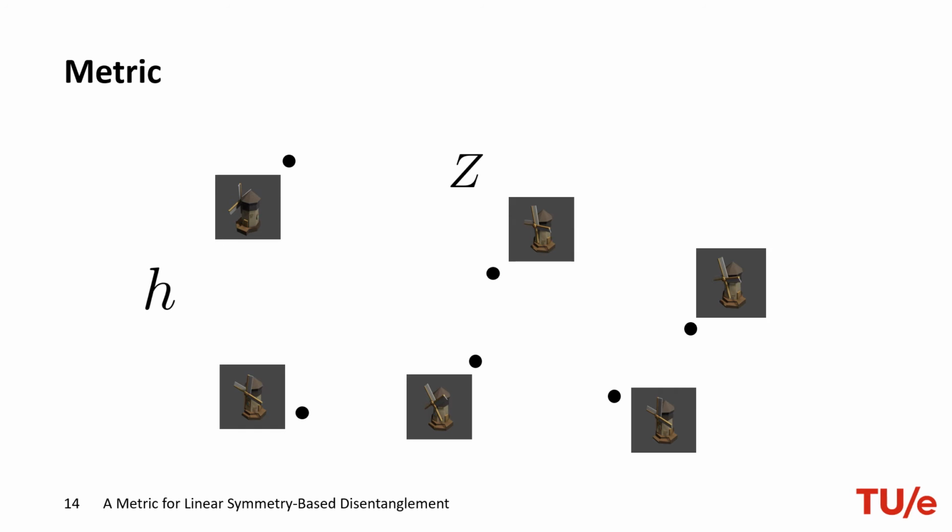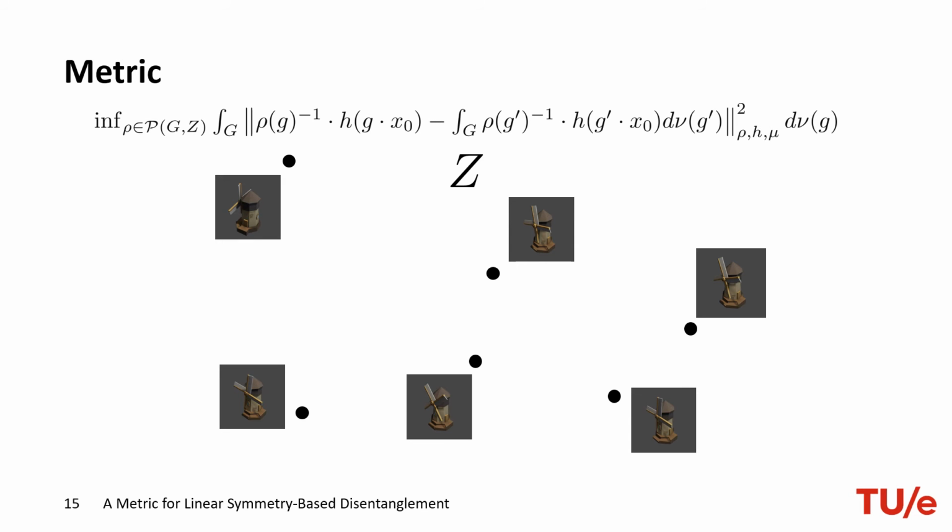From those data points, we can obtain the embeddings by encoding them with a function h into the space Z. We can evaluate the disentanglement of such embeddings obtained from the encoding h by using the metric that we propose. The metric proposed is expressed by the formula presented here, which measures the equivariance of the encoded data with respect to the best disentangled group representation in the embedding space Z that fits those encodings.